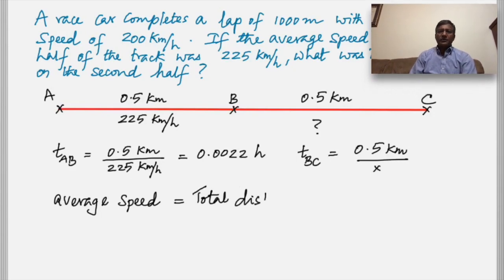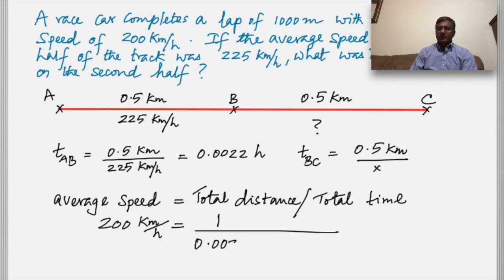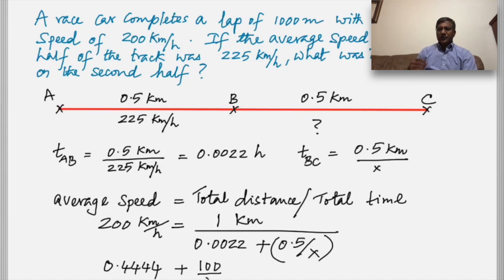And then we use the formula for average speed, which is total distance by total time. The total distance in this case is 1 kilometer, so that will be 200 km per hour, which is the average speed given, is 1 divided by 0.0022 plus 0.5 by x. Now why? Because that's the total time. The time for the first half plus the time for the second half. So you have an equation from which we have to solve for the value of x. Okay, so let's do that.